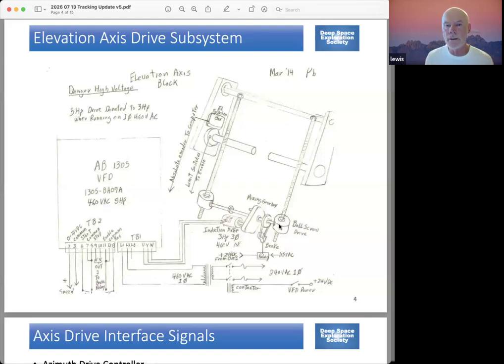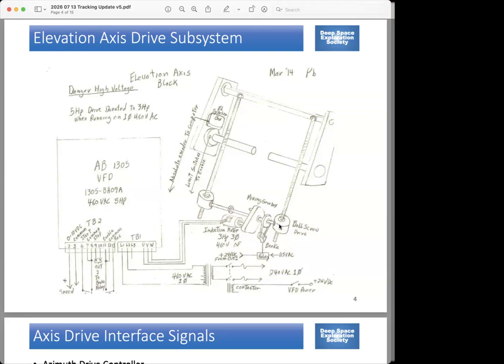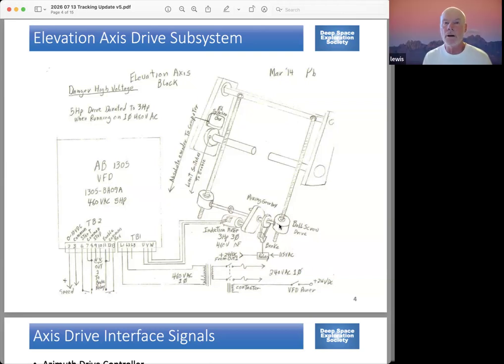In this drawing, the two shafts that have the gap between them, that's the actual elevation axis. And then you can see that the ball screws are attached offset from that, thus providing a lever arm. So in this case, the rotary motion of the motor is in essence converted to linear motion on the ball screw, which then through the levering action converts back into rotary motion on the elevation axis.